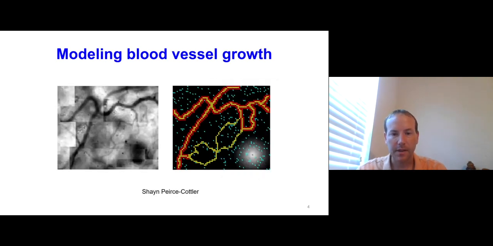Another example of this is in the work of Shayn Peirce-Cottler, and they are developing models of blood vessel patterning. And so they're large matrices that determine where the cells go, what are the different rules for their connection, and how do they form vessel patterns.